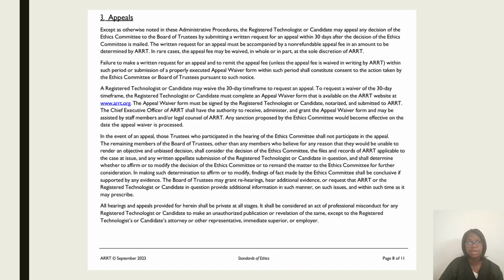Okay, if you want to appeal, a written request for an appeal within 30 days must be mailed to the committee, and I will highlight this information right here. A registered technologist or candidate may waive the 30-day time frame to request an appeal. So just make sure that you know this information, because if you go past the deadline, then you pretty much do not have a defense if something was alleged that you did and it wasn't true. So just make sure that you are checking your emails, your spam, and your mail.